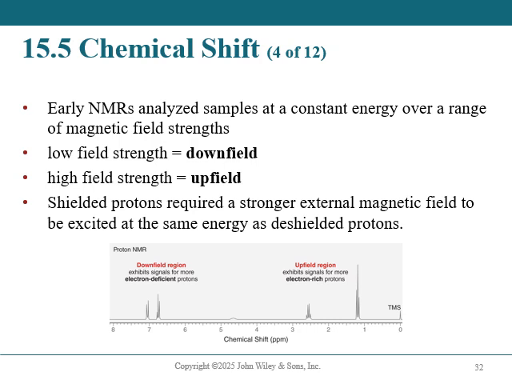Early NMRs analyzed samples at a constant energy over a range of magnetic fields. Low field strength, we call it downfield. High field strength, we call it upfield. So this is some of the nomenclature that we're going to see when we're analyzing our NMR spectra. Shielded protons require a stronger external magnetic field to be excited at the same energy as a deshielded proton.